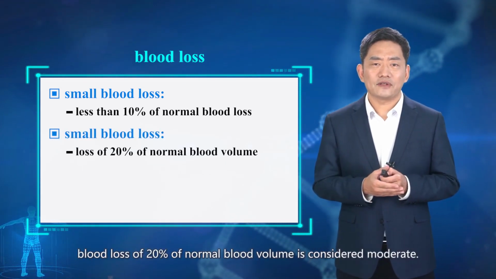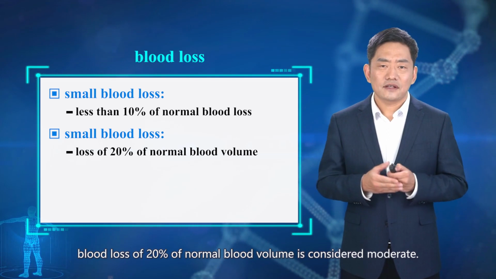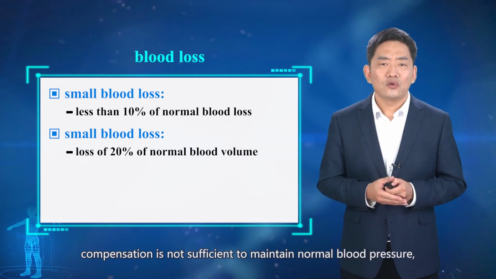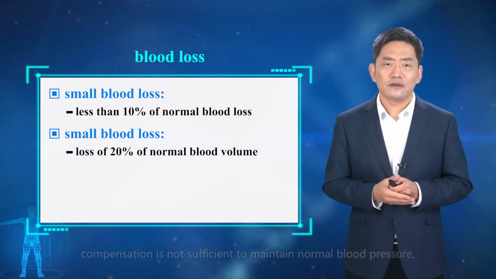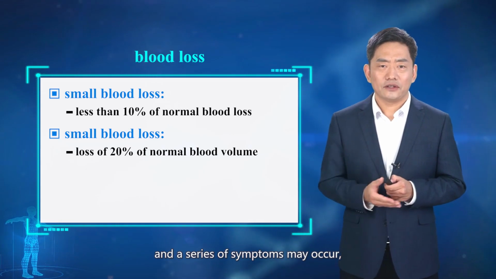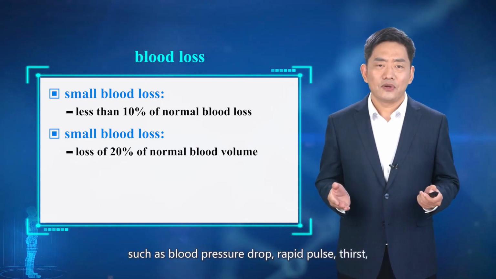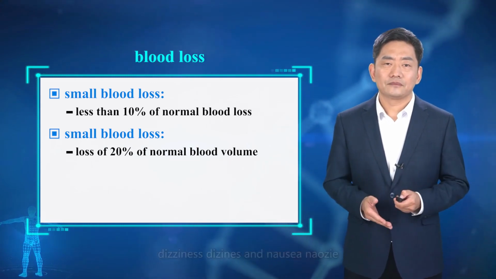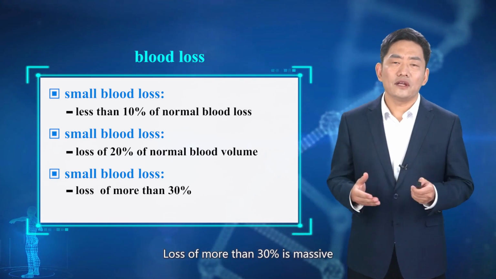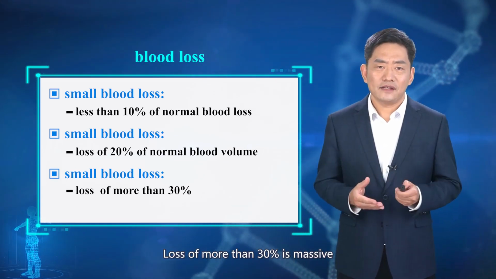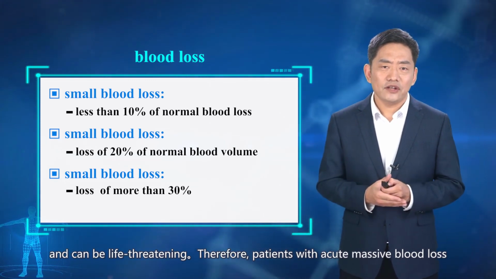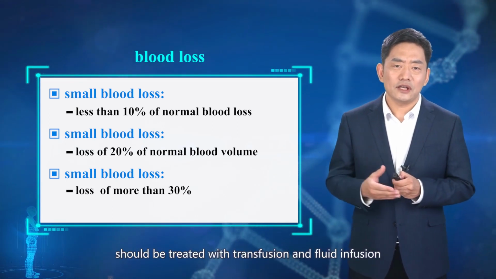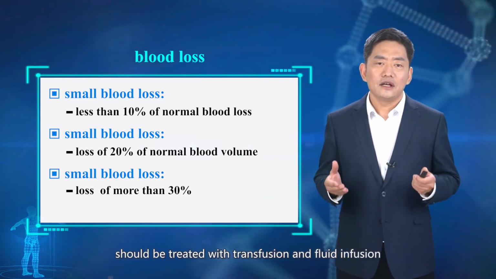Blood loss of 20% of normal blood volume is considered moderate. Compensation is not sufficient to maintain normal blood pressure, and serious symptoms may occur, such as blood pressure drop, rapid pulse, thirst, dizziness, and nausea. Loss of more than 30% is massive and can be life-threatening. Therefore, patients with acute massive blood loss should be treated with transfusion and fluid infusion.